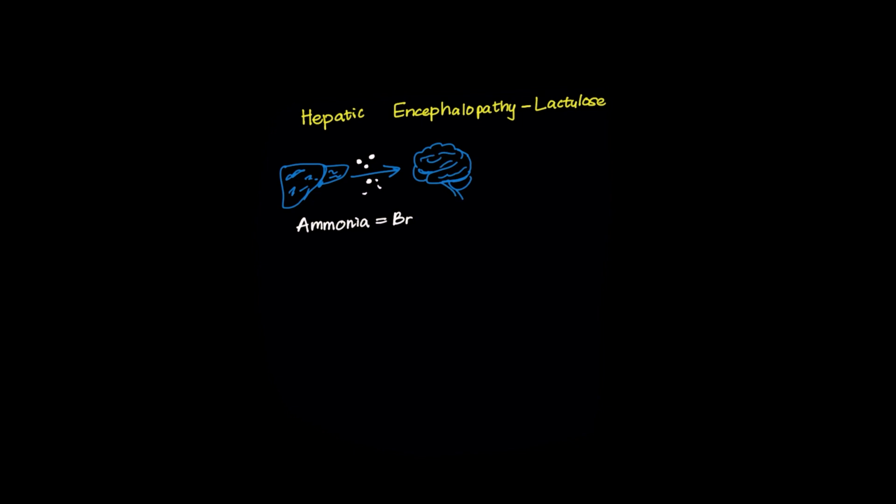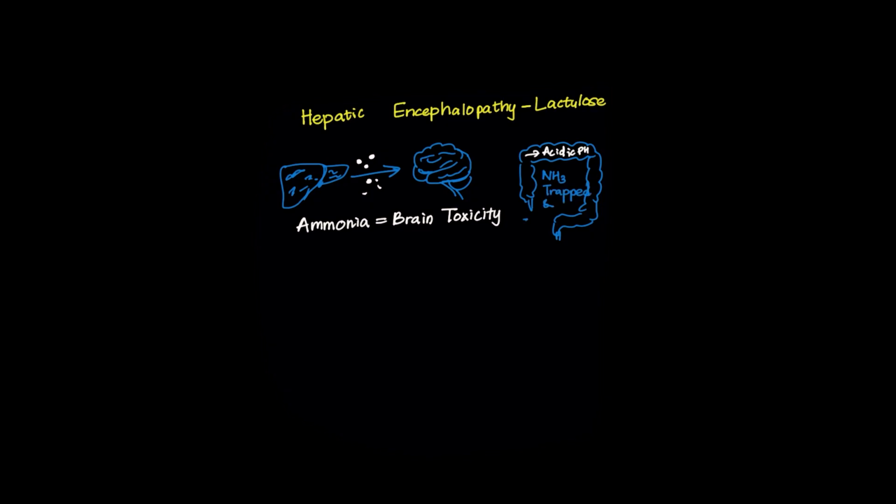Lactulose dosing for hepatic encephalopathy requires precise monitoring of bowel movements. In liver cirrhosis, the failing liver can't convert toxic ammonia to urea, so ammonia builds up and travels to the brain, causing confusion and asterixis, that flapping tremor. Lactulose works by acidifying the colon, which traps ammonia and prevents its absorption, while also causing an osmotic laxative effect.